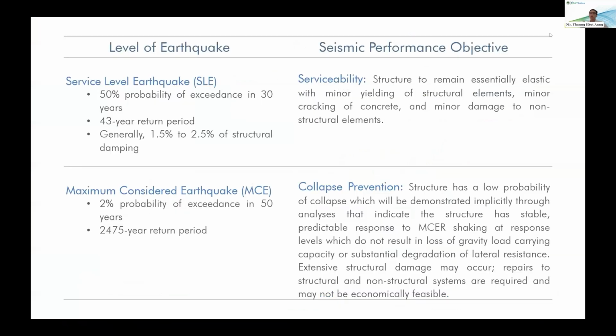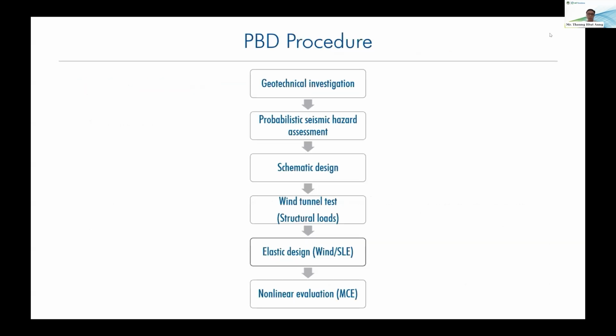In PBD, normally we check for 2 levels of earthquake: service level earthquake for serviceability check and design the building to remain essentially elastic under that level of earthquake. So the structural members will have minor yielding and the structure can be serviceable after the earthquake. But for the MCE level earthquake, our performance objective is collapse prevention. The building should not collapse under extreme earthquake, which has 2475-year return period. Although it is not collapsed, the building may or may not be repairable after the earthquake.